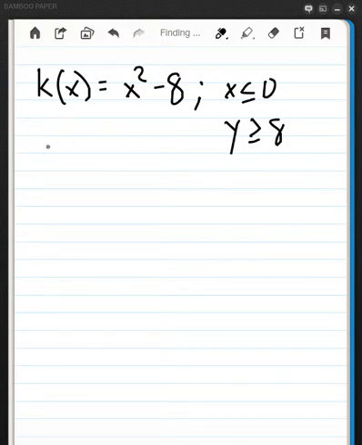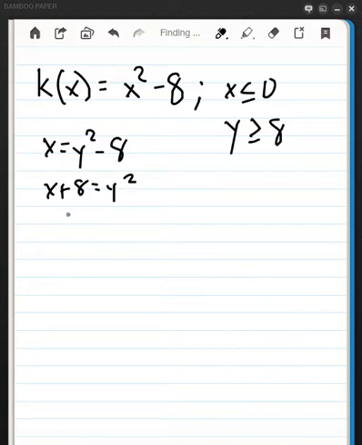Alright, so let's switch x and y. We have x is equal to y squared minus 8. We're going to add 8 to both sides. x plus 8 is equal to y squared. And we're going to take the square root of both sides. But when we do that, we technically get the absolute value of y, causing the square root to have to be either positive or negative.